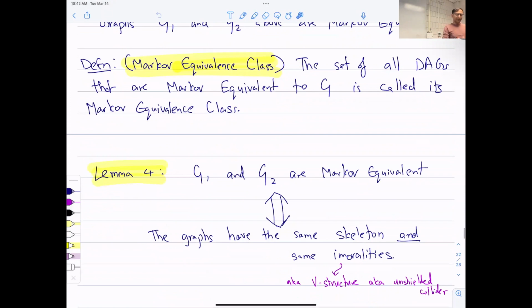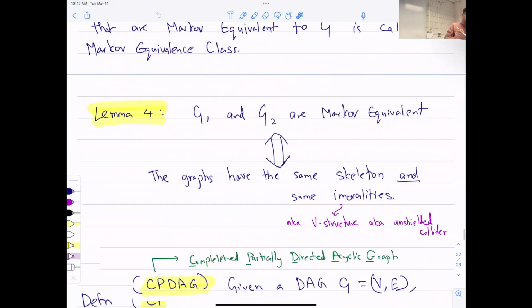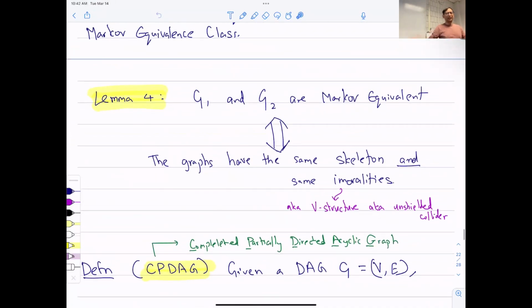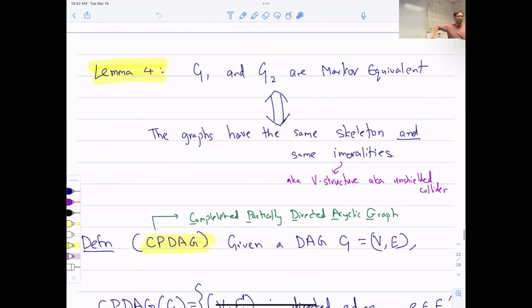And the lemma is the following. G1 and G2 are Markov equivalent if and only if they have the same skeleton and the same immoralities, or the same V structures. From now on, I'll not prove many of these things because this is a short course. I'm going to state these results.